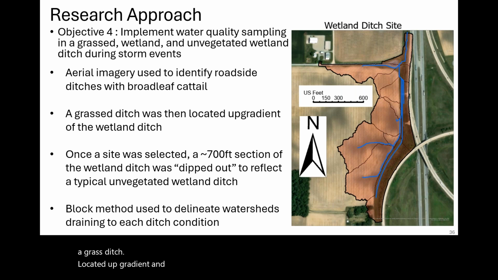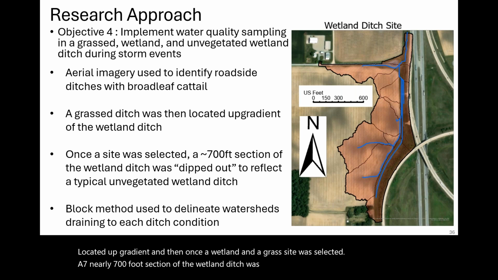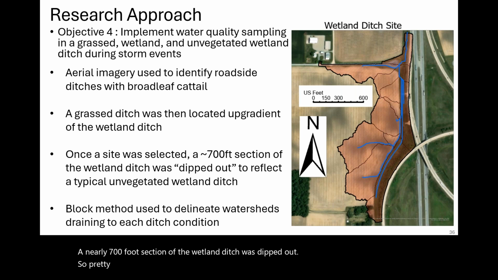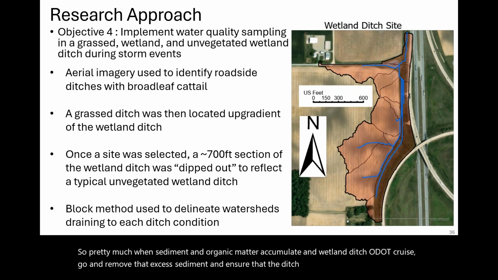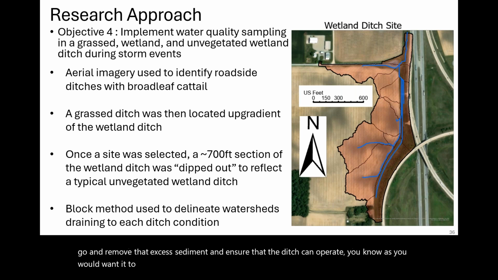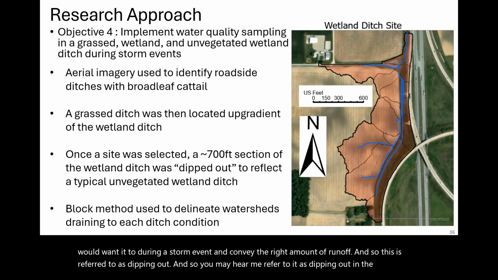And then once a wetland and a grass site was selected, a nearly 700-foot section of the wetland ditch was dipped out. So pretty much when sediment and organic matter accumulate in a wetland ditch, ODOT crews go and remove that excess sediment and ensure that the ditch can operate as you would want it to during a storm event and convey the right amount of runoff. And so this is referred to as dipping out. You may hear me refer to it as dipping out in the future, and that's what that means.